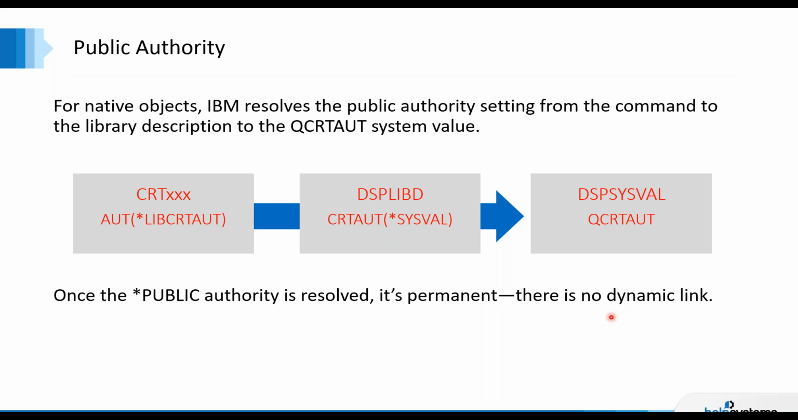My note down here is important. This is not a dynamic deferral, meaning that if I create an object and then subsequently change the system value for QCreateAuthority, it is not going to have any influence or impact on that existing object. This daisy chain of events is only performed when the object is initially created, and then it's set. You can still override it at the object level, but this value deferral is only going to happen during the initial creation. Okay.